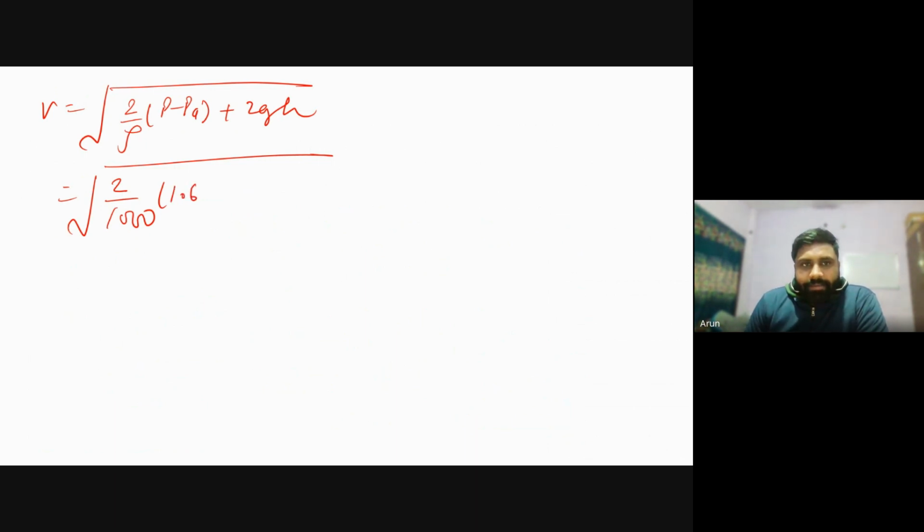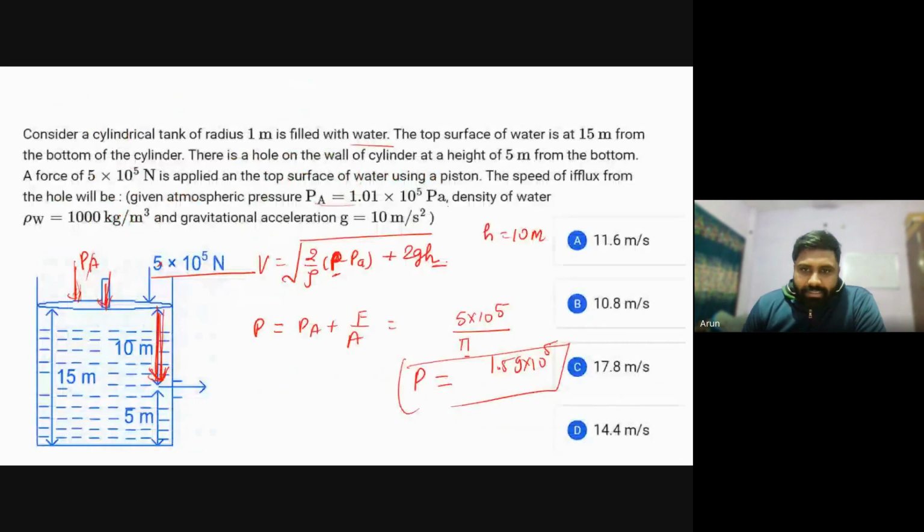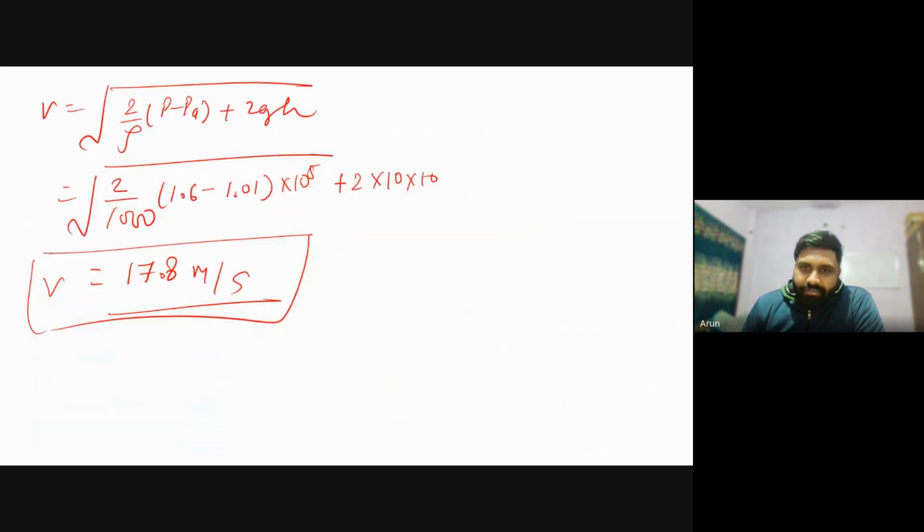P you have as 1.6 now. Okay, minus 1.01 multiply by 10 raised to the power 5 plus 2 into 10 into 10, and if you calculate it, it will come out as 17.8 meter per second. This is the speed of efflux that we have. So option C is the correct one.